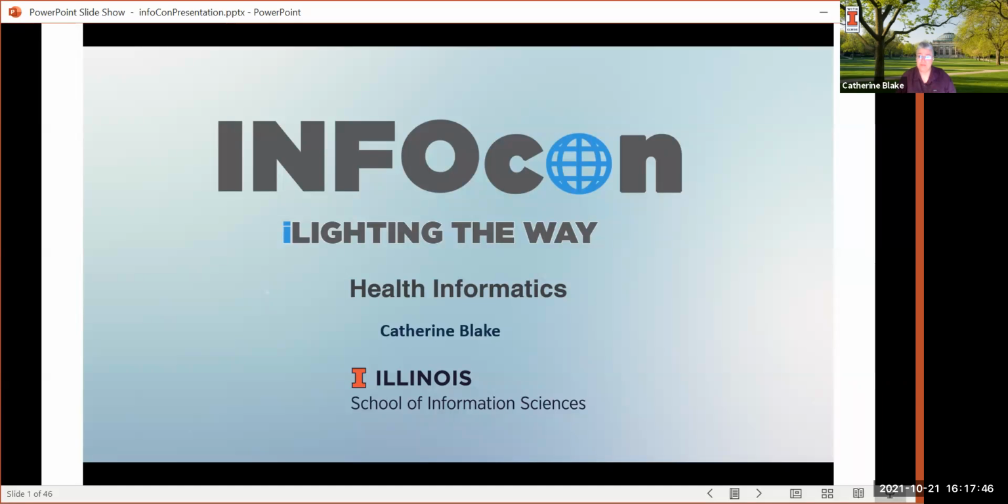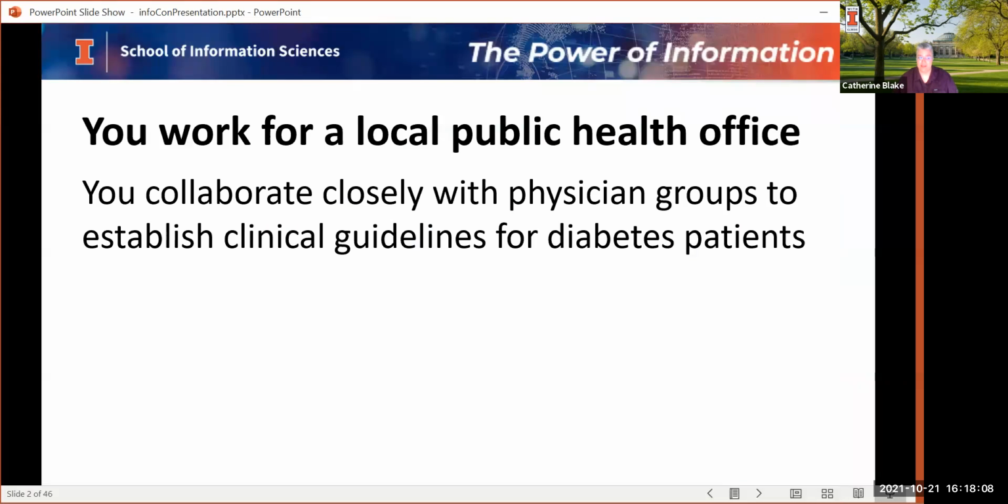There's a huge demand for folks in health informatics. People are constantly trying to recruit into this area. So regardless of whether you have a health background and you want to pick up the informatics part, or if you have an informatics background and want to pick up the health part, or maybe you have neither and want to learn both, there's definitely a demand for these kinds of skills.